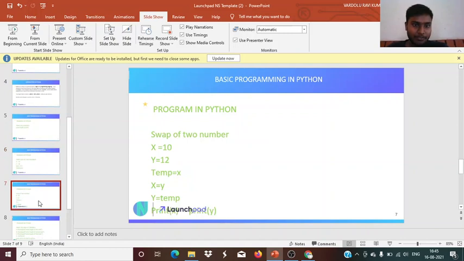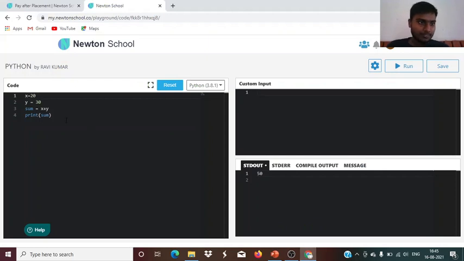We take swapping of two numbers. It is a simple program to learn basic programming in Python. Let's code the swapping. We take two numbers, x equal to something and y equal to something. We get x as y and y as x. When x is 20 and y is 30, x goes to y's place and y comes to x's place.